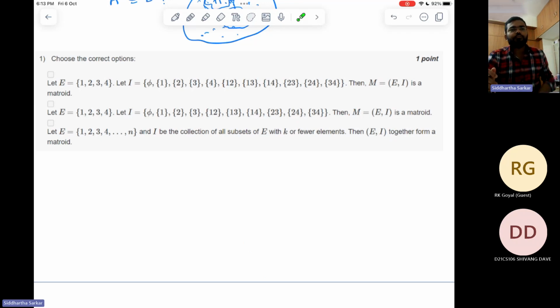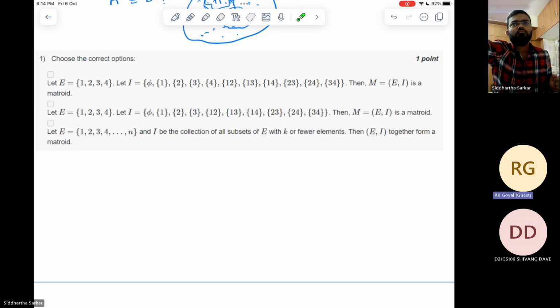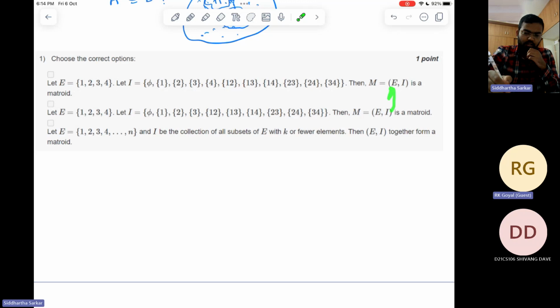So you read the question. Okay, so does this mean that capital E here is the set of the universe? Yes. First in the tuple, the first thing is the universe, and the second thing is the family.